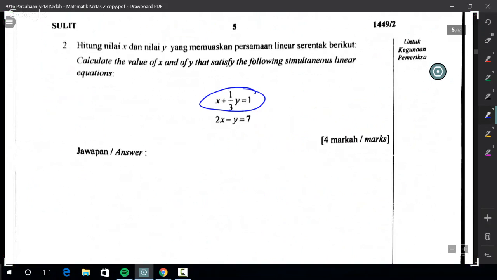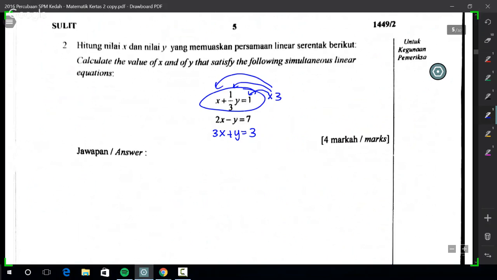So when I see the fraction, this one I call it divide 3. 1/3 basically is dividing 3, right? So what I will do is I will multiply 3 for every single one. For the first one, for the second one, for the third one. So 3 multiply x is 3x. And then 3 multiply 1/3, I will get 1y. 3 multiply 1, I will get 3.